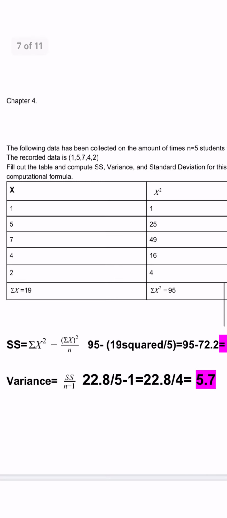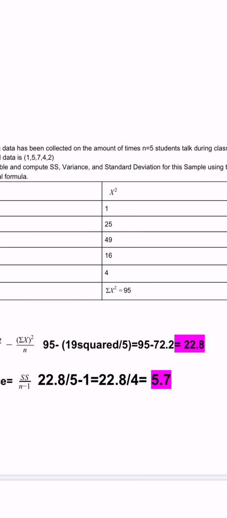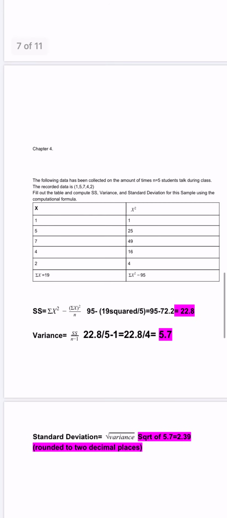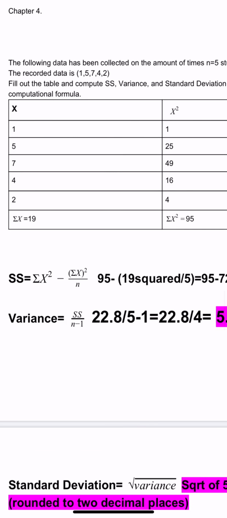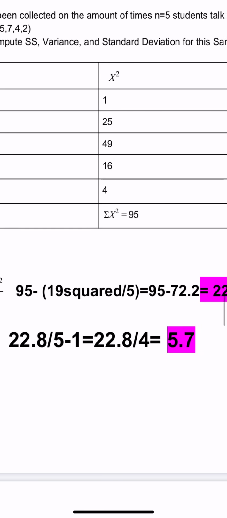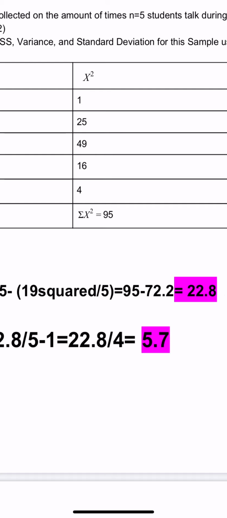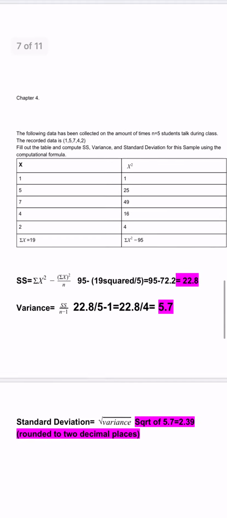You simply plot all the x values and get the sum. You add up these values and you get 19. Then you square all the x values and add them up to get the sum of x squared. Then you plug them into the formula. So you do 95, because that's the sum of x squared, minus 19 squared divided by 5, which is 95 minus 72.2, which equals 22.8.